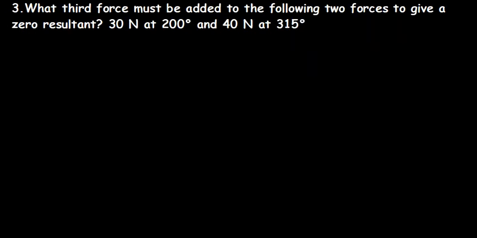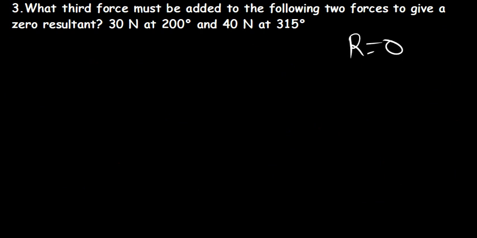If I go to the next one, which is the third one, it asks what third force must be added to the following two forces to give a zero resultant? What does it mean? When we add all the vectors, we have three vectors. When we add them, we are supposed to get the resultant to be 0.